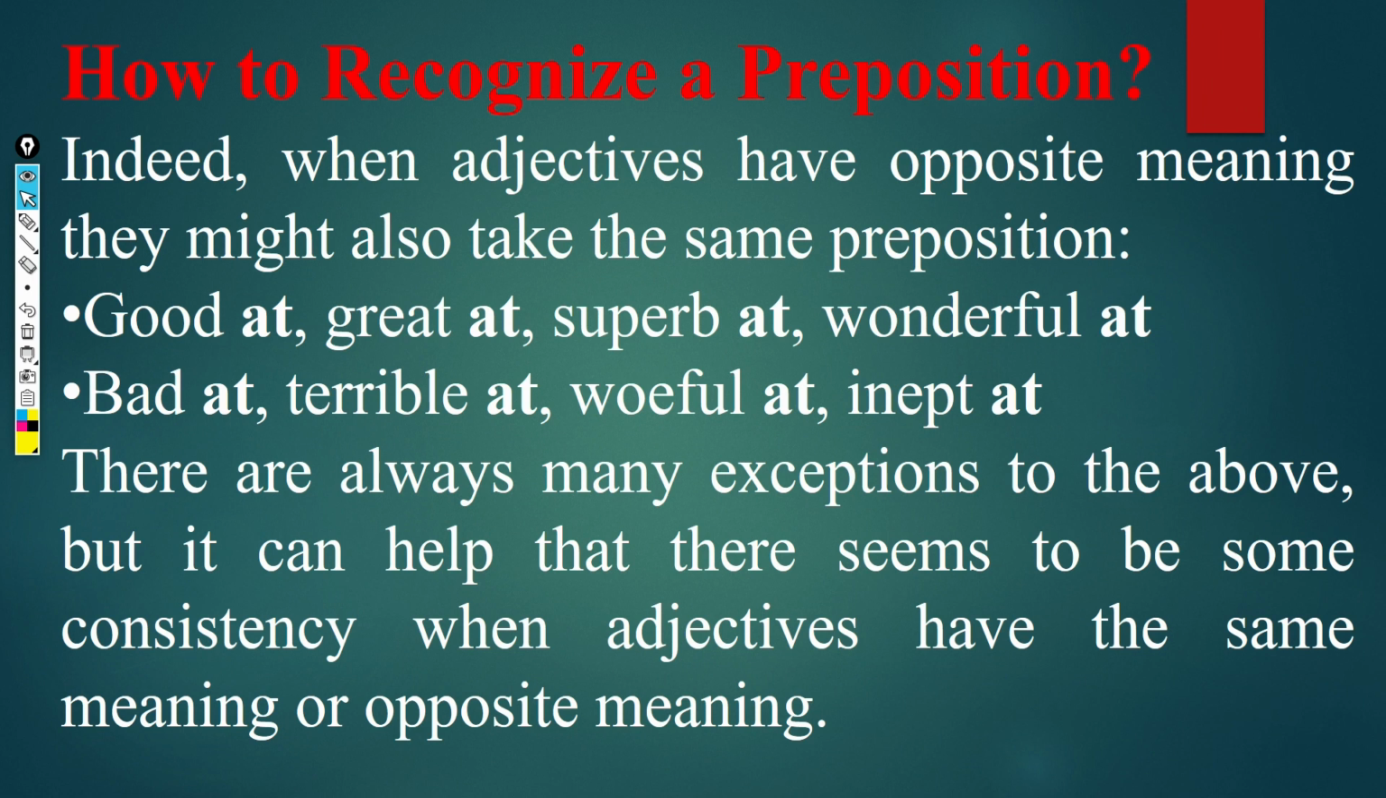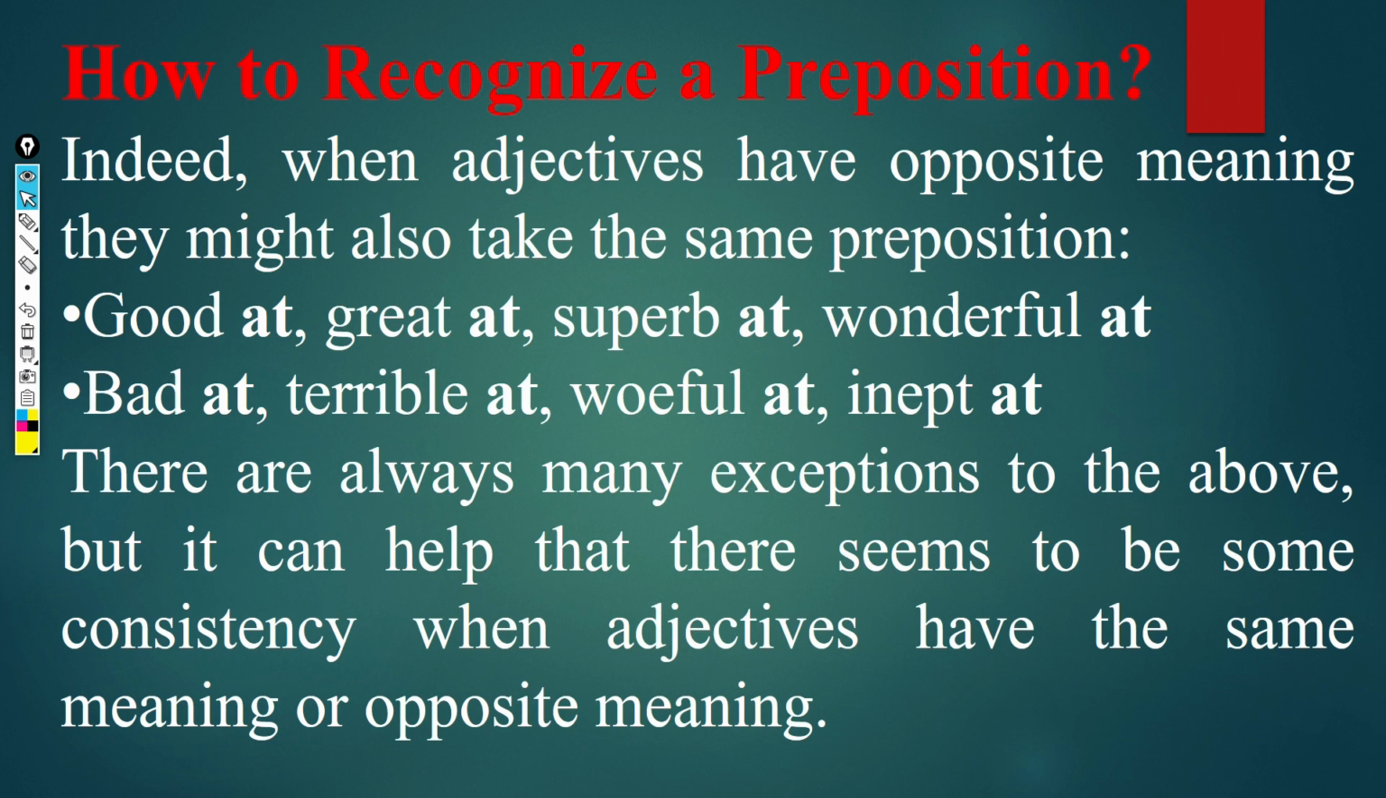Let us see how. Look at the first example: good at, great at, superb at, wonderful at, but in the second line, bad at, terrible at, woeful at, inept at. These are all opposite words, but all of them use at.